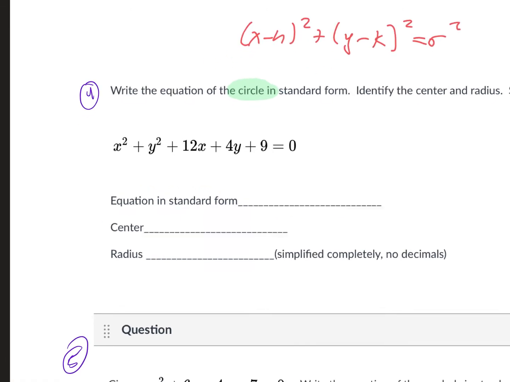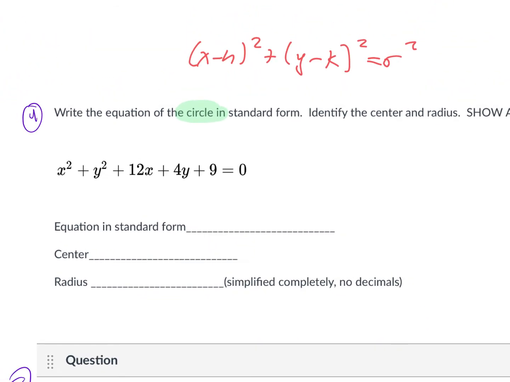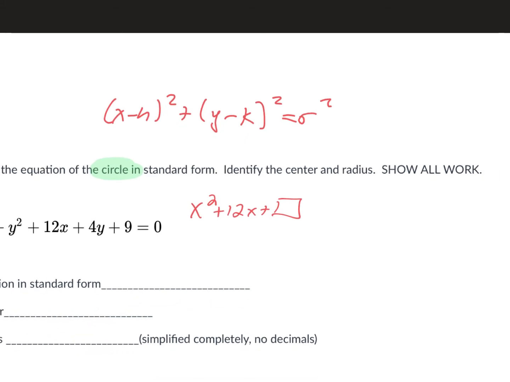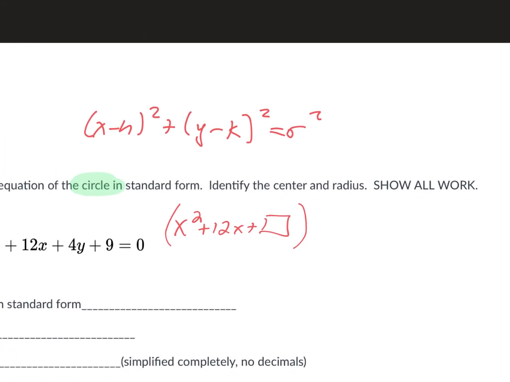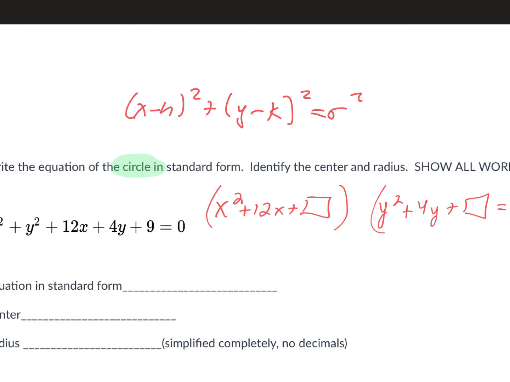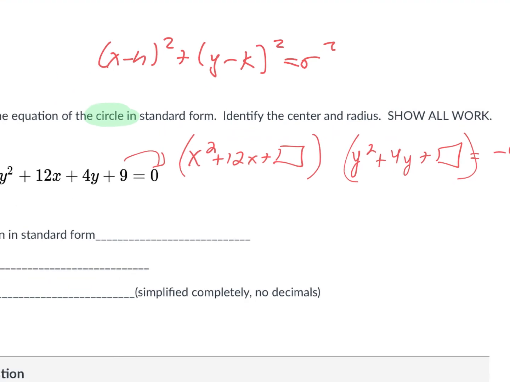Now, in this case, guys, this is obviously not in standard form. We've done these problems a lot, so we're going to just have to complete the square. No big deal. So I'm going to keep my x's together and my y's. So I have x squared plus 12x plus the box, right? And then I have y squared plus 4y plus the box equals what? Yep, move that 9 over, it becomes negative 9. Good.